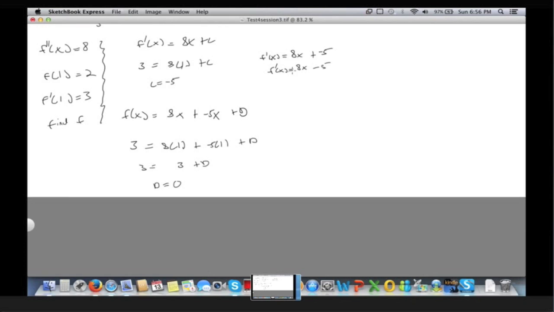Okay. We can also take the derivative of this, and we just get 8. And do you? Yeah. But notice that you could have done that with lots of things. This could have been 8x minus 4, or 8x minus 12, or 8x plus 13. There's lots of things that would give us the right derivative, but now from f prime of 1 equals 3, we also know that that constant should be minus 5.